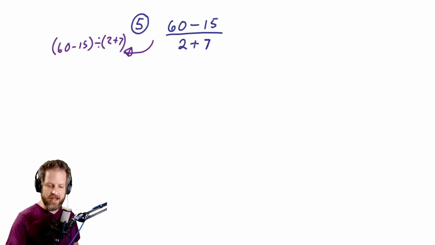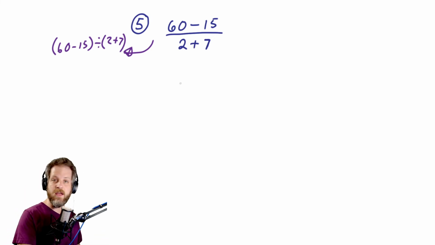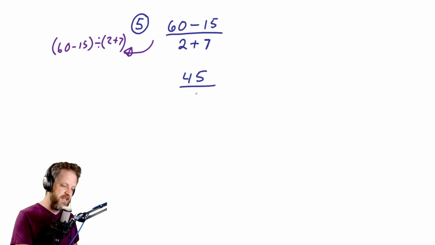So 60 minus 15, if you didn't know, is in fact 45. So we've got 45 in the numerator now. Right? And then 2 plus 7, that one's easy peasy lemon squeezy. That's 9.